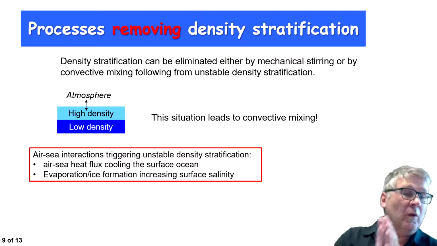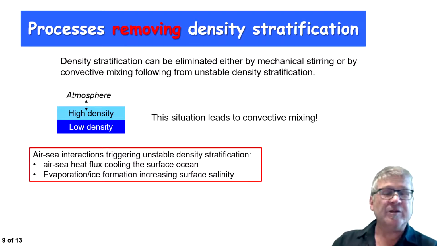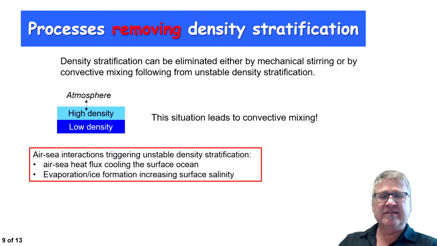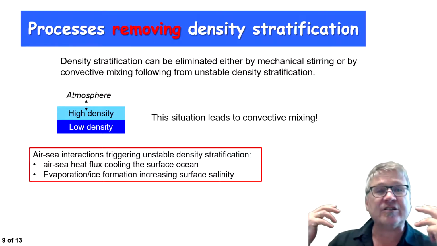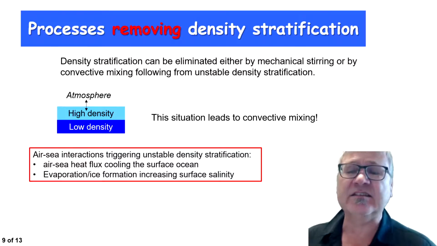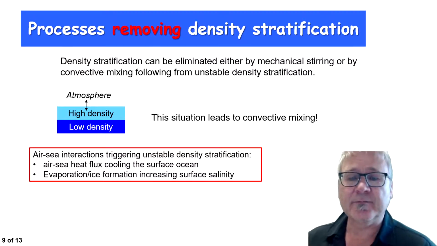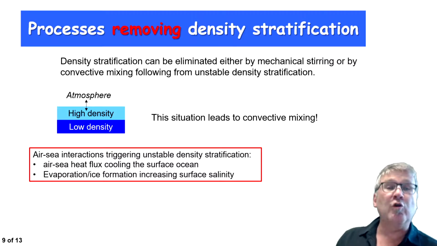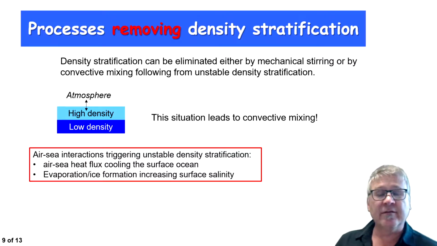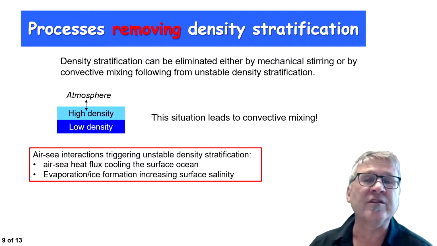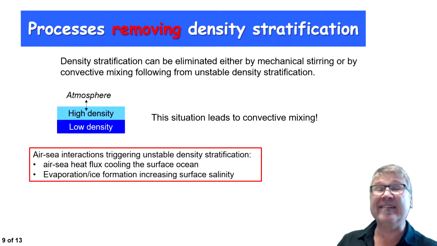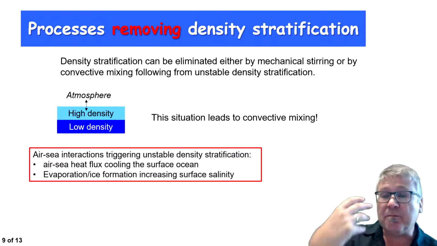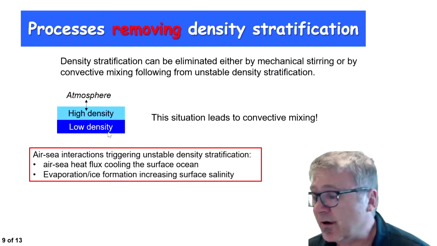Again, which process creates unstable density stratification? The key one is the interaction with the atmosphere, which actually increases the density near the surface. For example, cooling of the surface ocean creates unstable density stratification, or strong evaporation or ice formation increases the surface salinity. These are the processes that can create convective mixing.